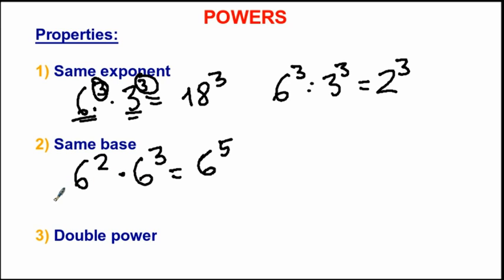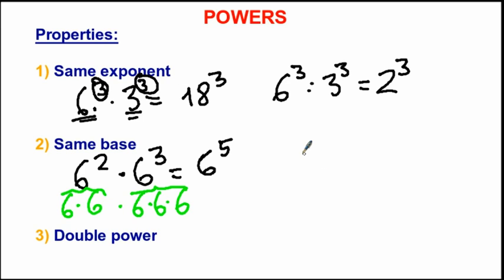And it's very easy, because if you think, 6 to the power 2 is 6 multiplied by 6, and 6 to the power 3 is 6 multiplied by 6 multiplied by 6, 3 times. So in total, 6 to the power 5.